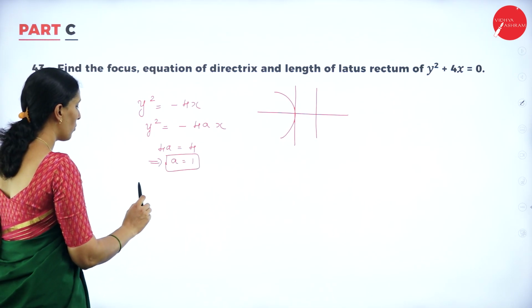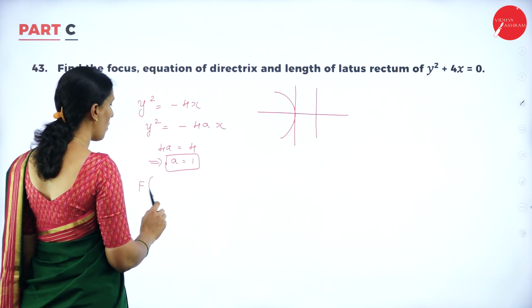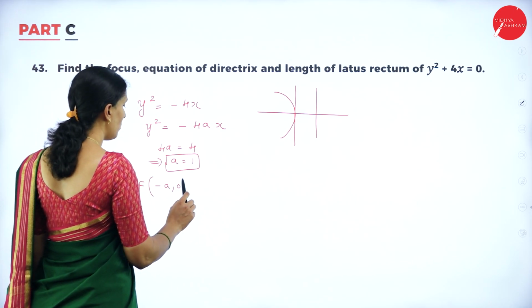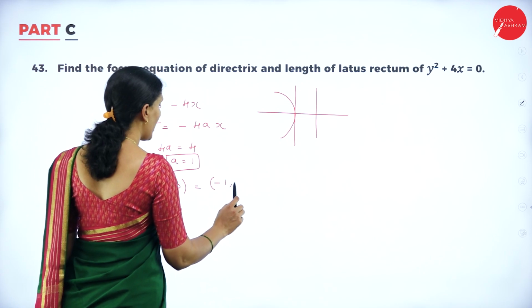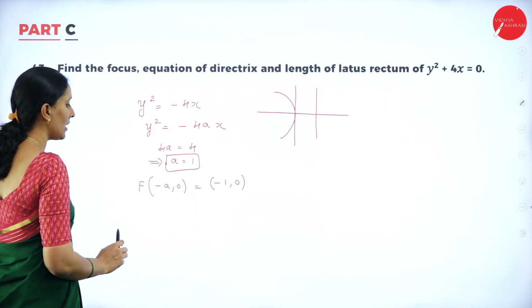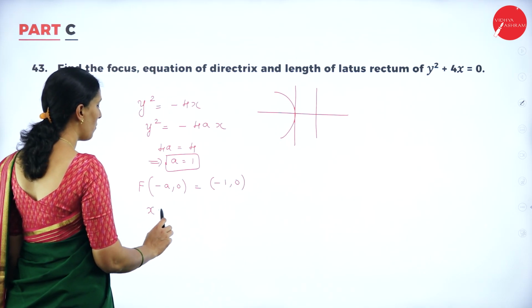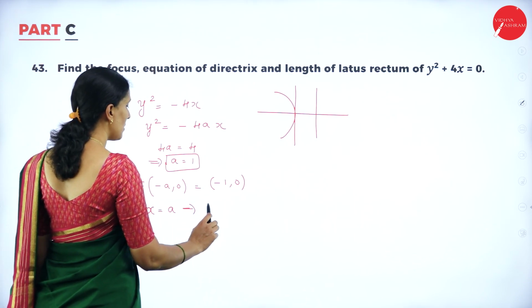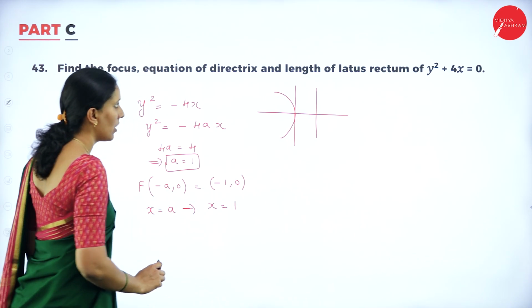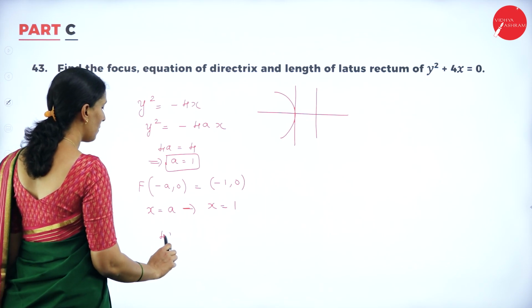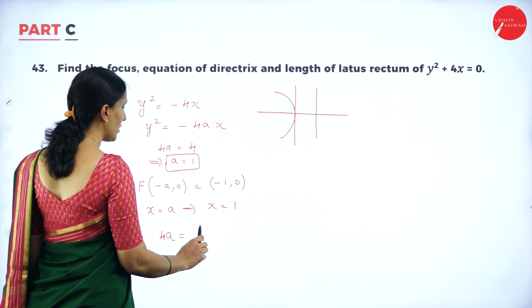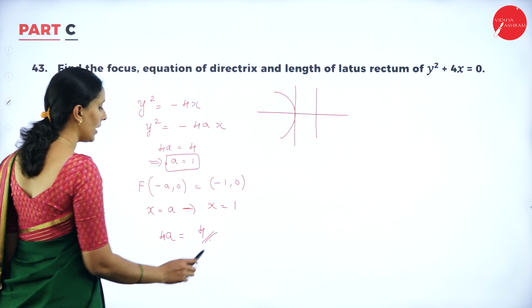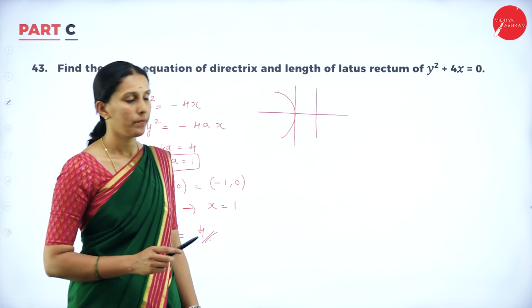First let us write focus. Focus will be in the form of minus a comma 0. So therefore this is equal to minus 1 comma 0. Next, equation of directrix will be in the form of x is equal to a. So this implies x is equal to 1. Length of latus rectum is nothing but 4a. The value of 4a is 4. So therefore length of latus rectum is 4.